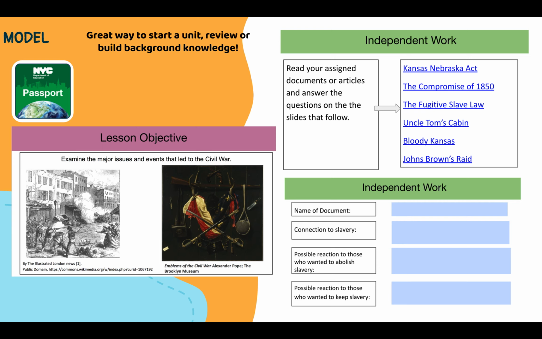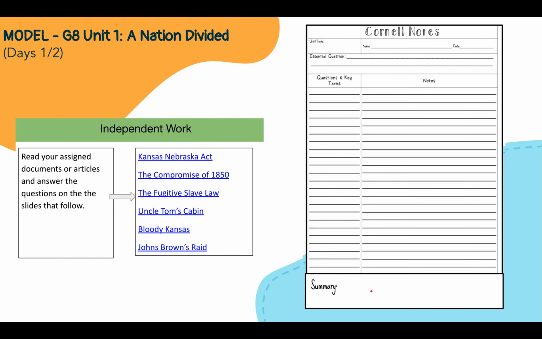Prior to engaging in these kinds of questions, a great way to help students process the information in more digestible bits is Cornell Notes. So before even doing this lesson, which is days 1 and 2 of Unit 1 in Passport to Social Studies, titled The Nation Divided, I would provide students with a document with the Cornell Notes format.